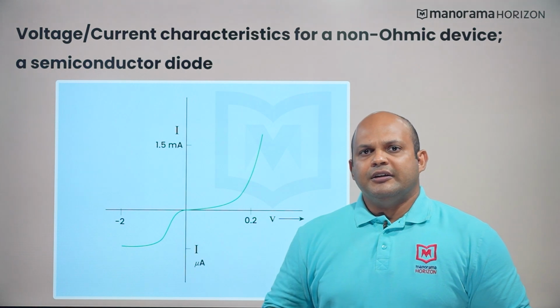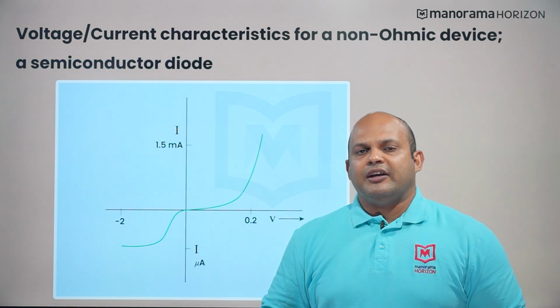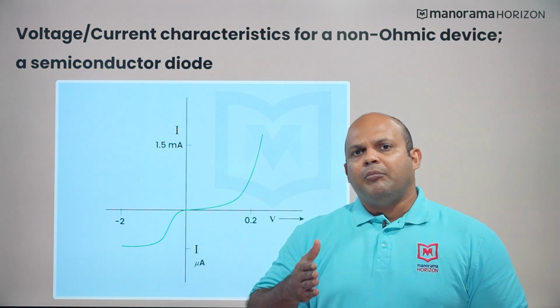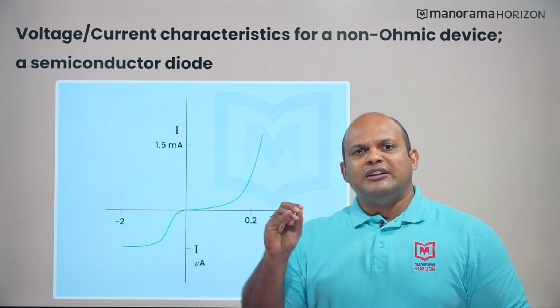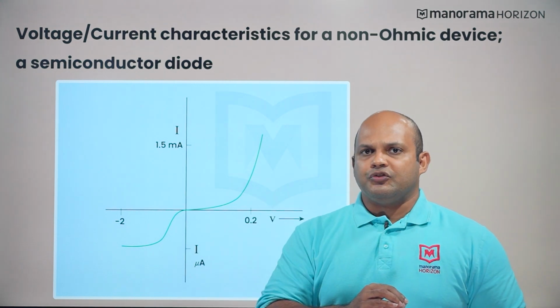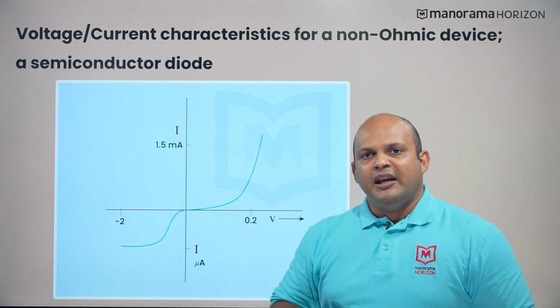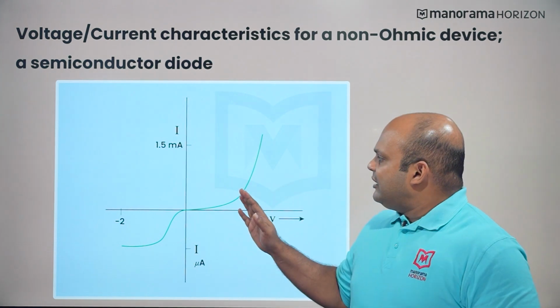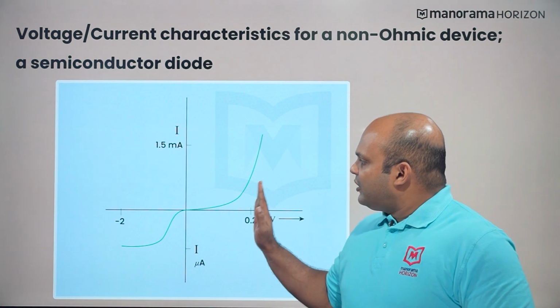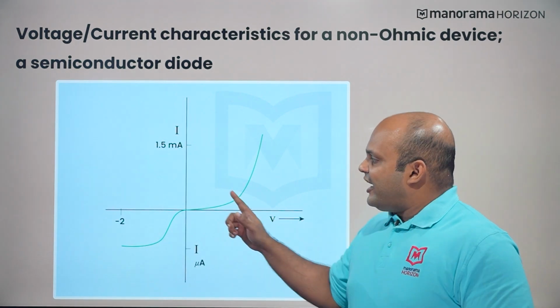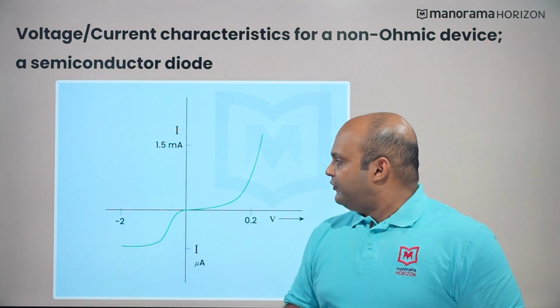Another possibility is that the resistance of the device or the material changes not only non-linearly, but in addition depends on the direction of the applied voltage. Take for example the graph of this semiconductor diode. In this device, we see that the behavior of current in the forward and reverse regions, that is, in the direction of positive voltage and negative voltage, are very, very different.